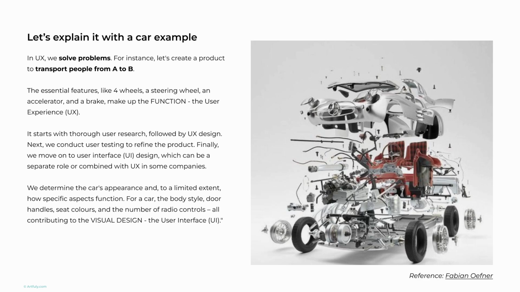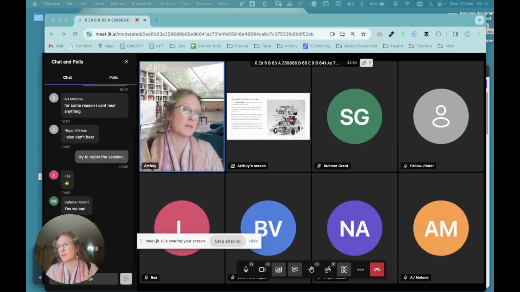So before cars were ever invented, people would start with, if they did it the way we do it today, user research, followed by UX design, and then conduct user testing to refine the product, just as an example. But then you finally move on to user interface design. So user interface design would be things like the body style, the door handles, the seat colours, the number of radio controls. So that's the equivalent of UI design in a car, just the little handles, things like that.